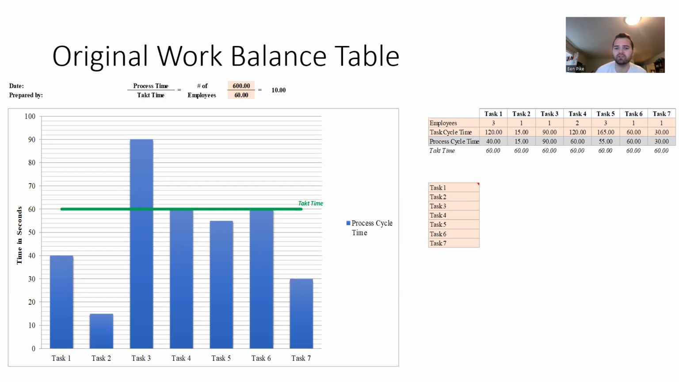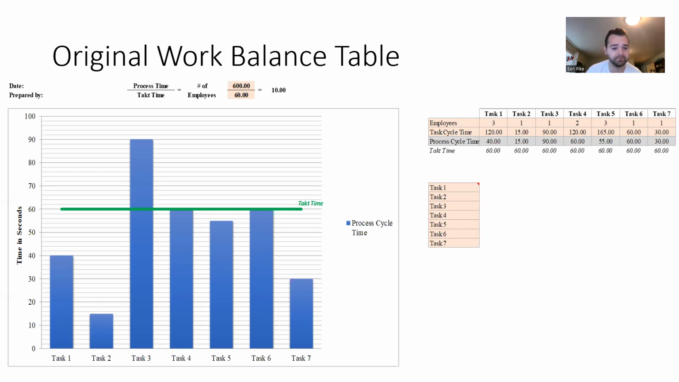And so what we want to do is, for each of these tasks that we have, try to keep each of these process cycle times as close to the 60-second takt time as we can. As you can clearly see from this green line, this is our takt time. We want to keep everything right at or right below, as close as we can, to the 60 mark. And currently, some of these processes are not meeting these standards.